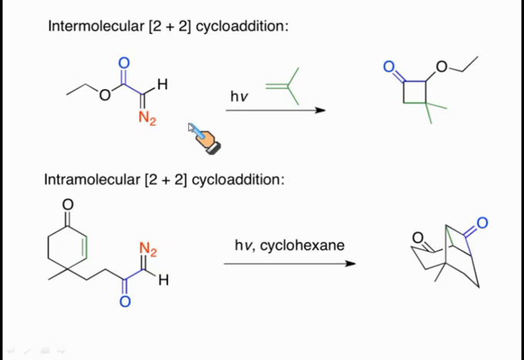Now when this alpha diazoketone is subjected to photolysis in the presence of a dienophile, the ketene which is formed undergoes intermolecular 2+2 cycloaddition reaction, and consequently it forms the following compound. Similarly, when this compound is subjected to photolysis in cyclohexane, this compound first forms the ketene, which undergoes intramolecular 2+2 cycloaddition and generates this compound.